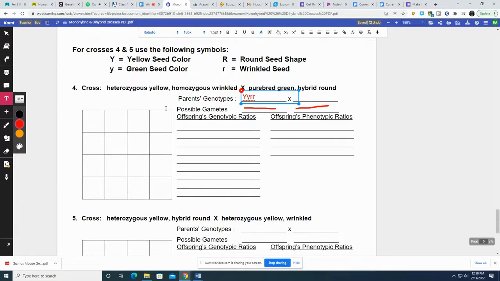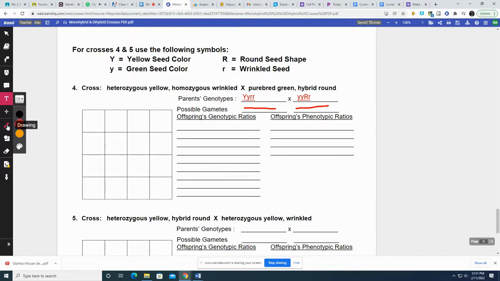The second plant is purebred green. If you don't know what purebred means, it means the same, just like homozygous, just like true breed. But green is recessive, so the only way you could have green seeds is little y, little y. The second one's seeds are also hybrid round. Hybrid means the same thing as heterozygous. It means different: big R, little r. Those are two different alleles.